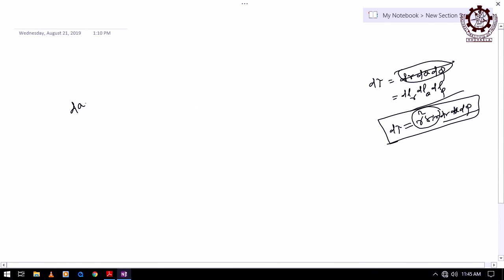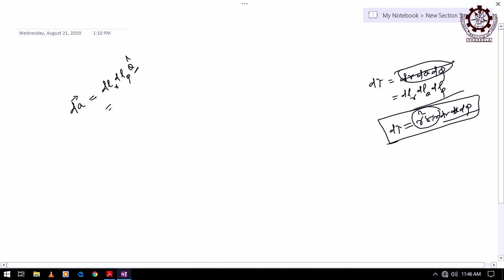Similarly, what will be the area? How will you represent an area? Let us say I take dA, a small elementary area. Then how will you write this area? It will be dl r, dl phi, theta cap. That area is a vector, an elementary area, that is why here is theta cap, right? It has direction. So dl r, dl phi into theta cap. This tells only direction. Magnitude is this.